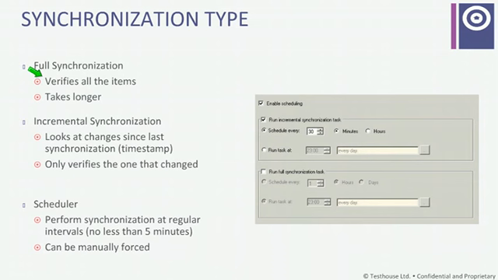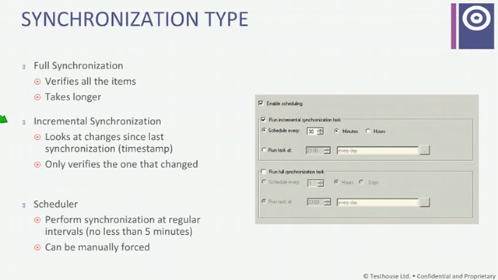Obviously this full synchronization will look at what happened in ALM, go through the list, and do the same in the TFS server. So it's a synchronization both ways. Obviously that's a synchronization that takes the most time because it has to go through all the items.